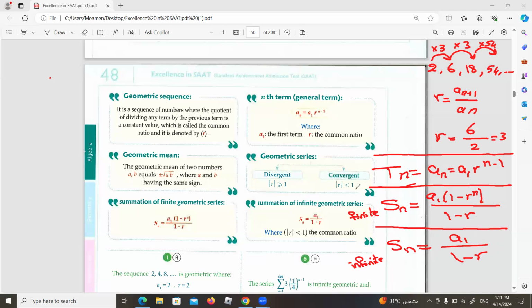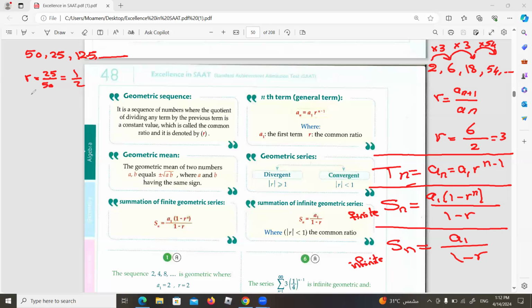We have 2 types of geometric series. The first type is called divergent, and the second type is called convergent. This depends on what? On R. R can be 3, like in this example, and it can be like this: we have 50, and then 25, and then 12.5, and so on. As you see, the numbers get smaller, so R here equals 25 over 50, the second term over the first term, which means a half.